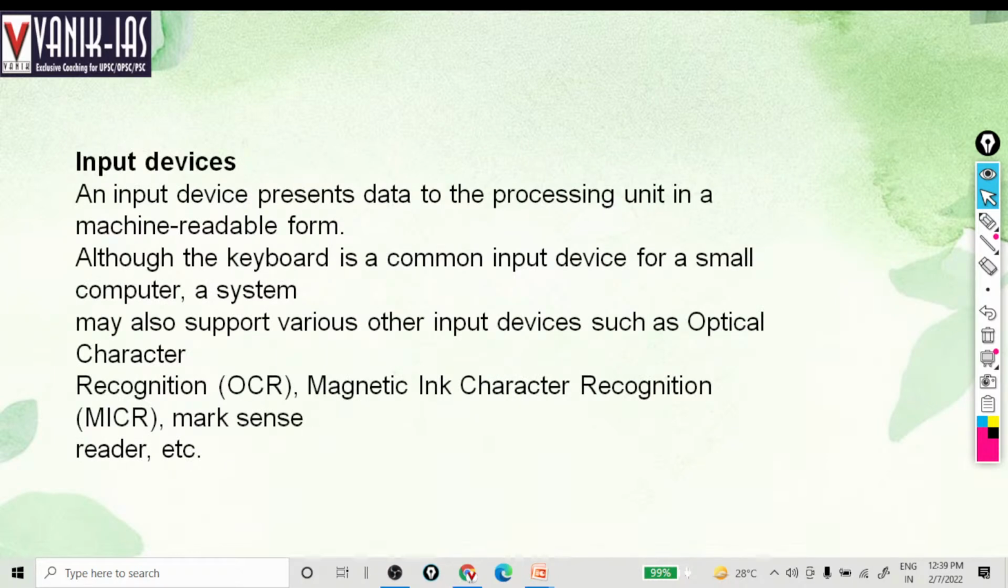Then what are the input devices? Input devices present data to the processing unit in a machine readable form. Machine readable form means we have to write; suppose there are various input languages and you have to click a particular language and accordingly you have to write it.